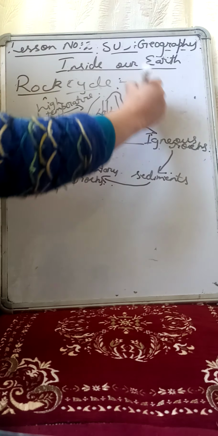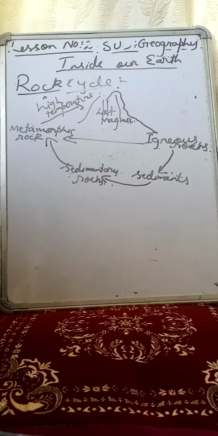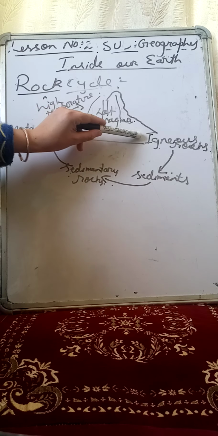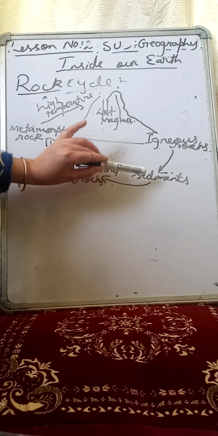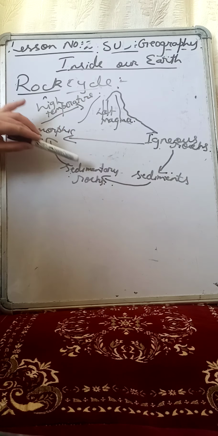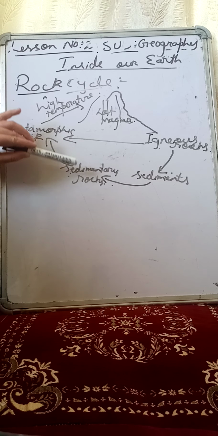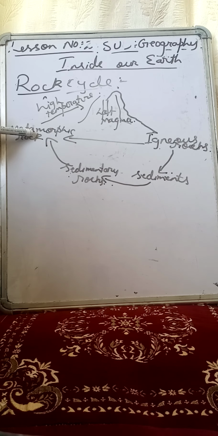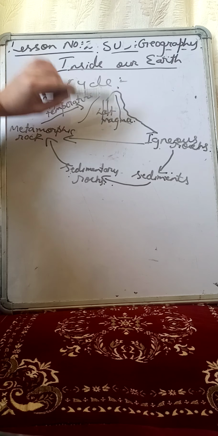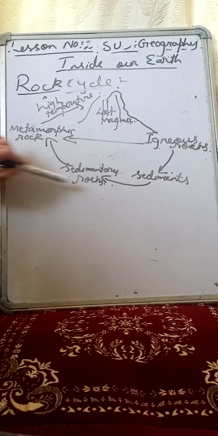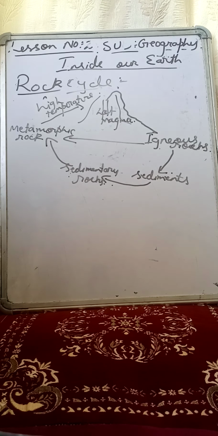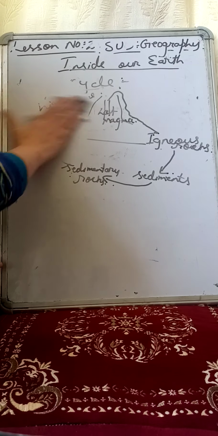And this magma again comes out and forms igneous rock. And igneous rock again forms sediments. Then these sediments form sedimentary rocks. Then these sedimentary rocks form metamorphic rock. And because of high temperature, they again form hot magma. So this cycle keeps on going and going. So we have finished with the rock cycle.